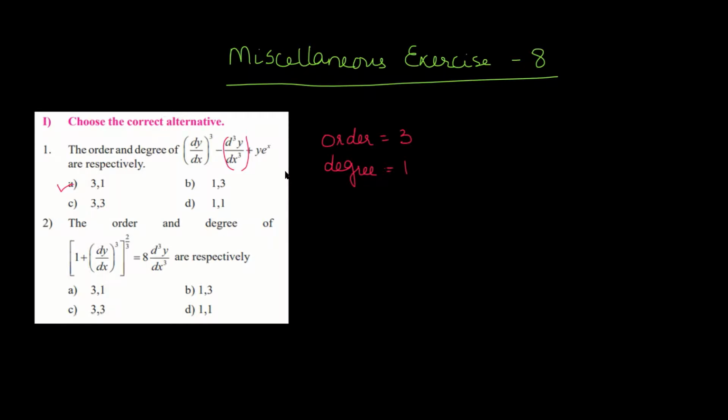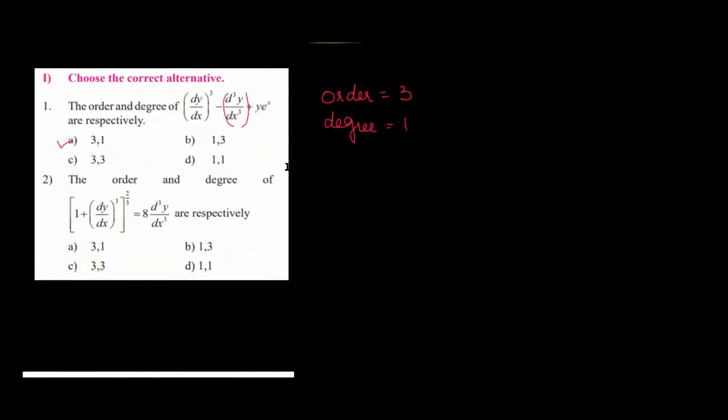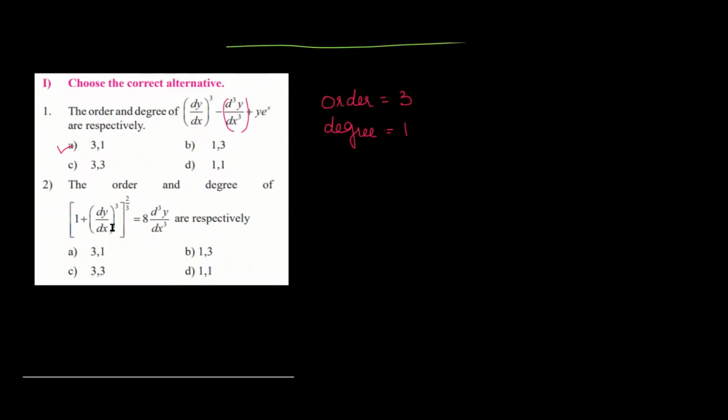Now the second question, a similar question. The order and degree of (1 plus (dy by dx) the whole cube), the whole raised to 2 upon 3, is equal to 8 d cube y by dx cube, are respectively. We have to find the order. Now here we remove this fractional part by raising the power of both sides by 3. That means the equation becomes 1 plus (dy by dx) the whole cube, the whole raised to 2, because we have multiplied by 3. So 2 upon 3 into 3, the 3 goes away.